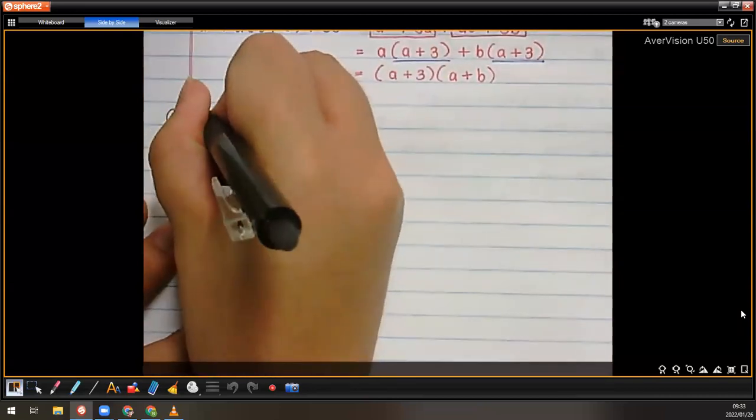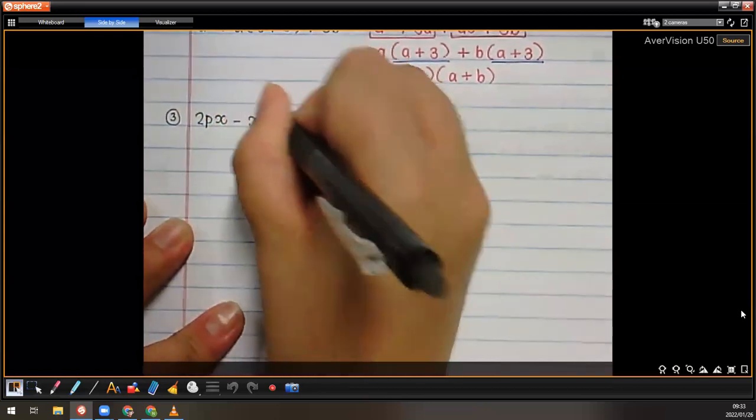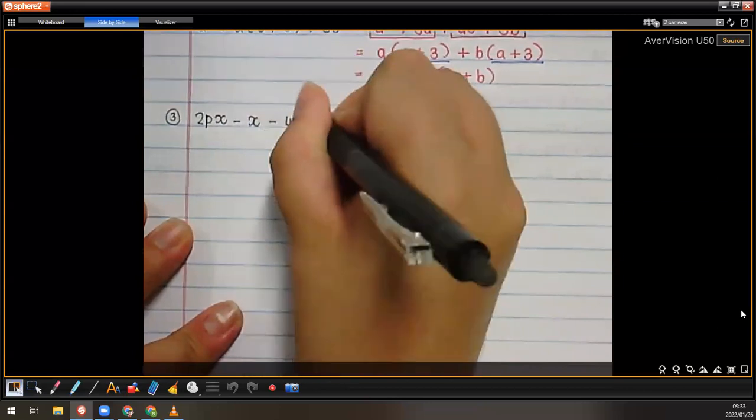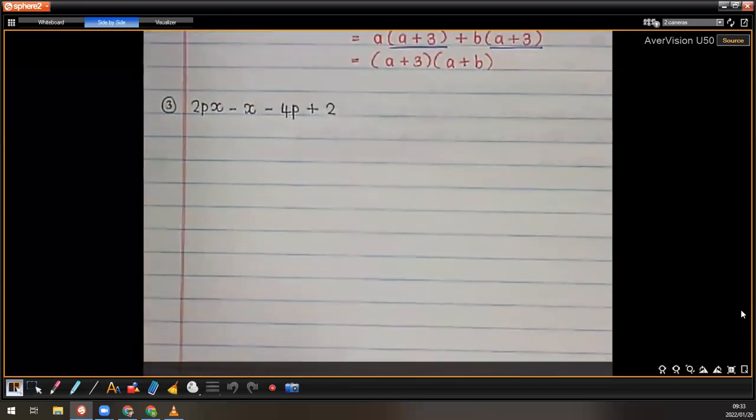We have 2px minus x minus 4p plus 2. I would like you to try this one on your own, please. You are factorizing. You figure out how you need to group them so that you can get a common bracket. Then you take that bracket out and get to your final answer.